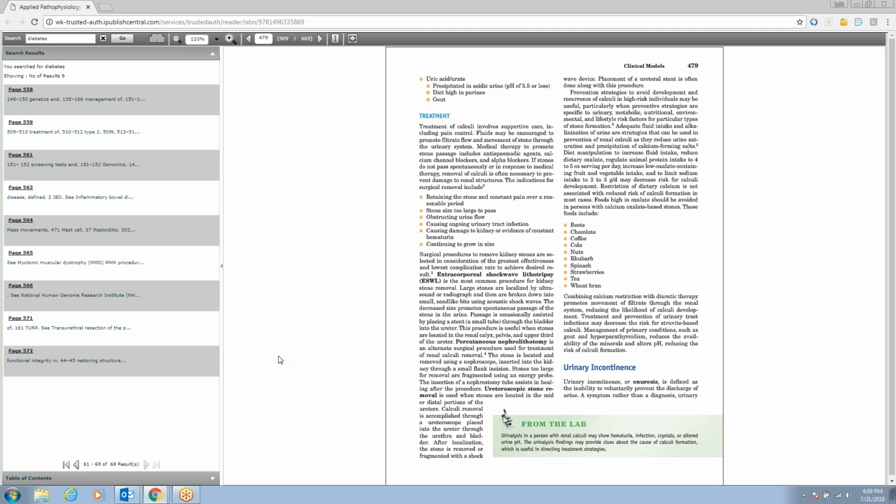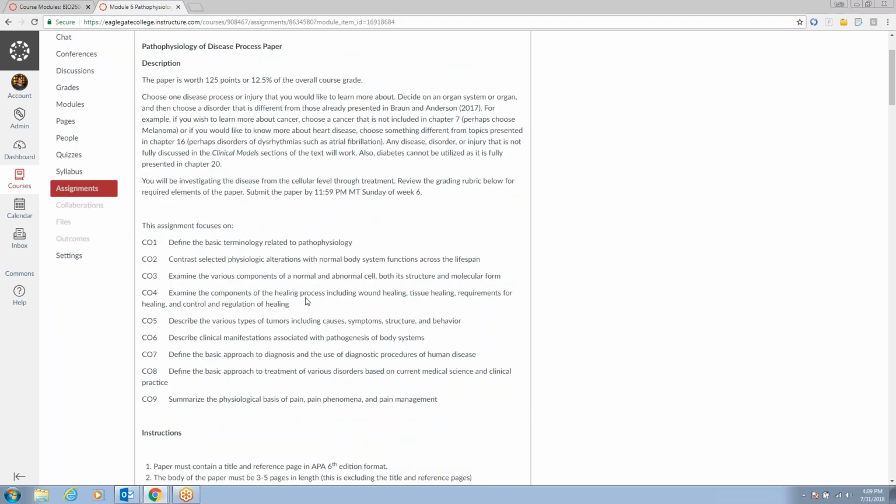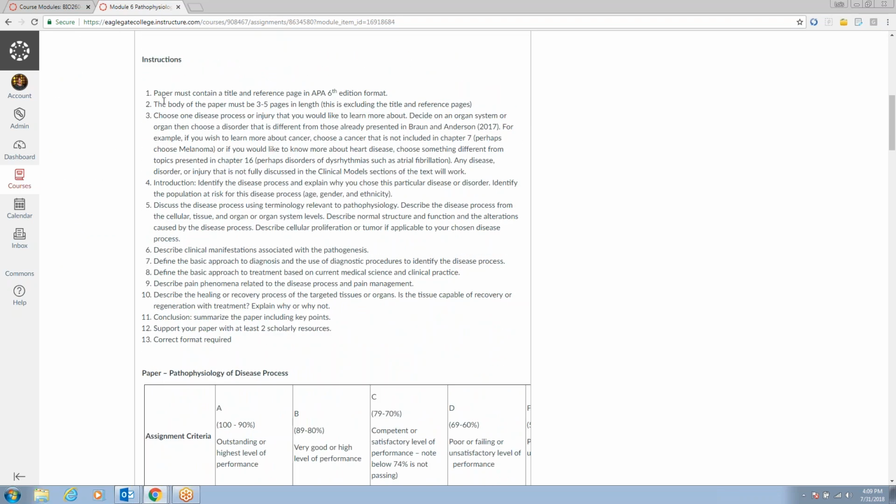So that's how you decide if it is a clinical model. All right, so now let's go back to our assignment. Here it is. So that's basically the first part. The biggest thing is deciding what disease process you want to work on. And this assignment is really going to cover every one of your course outcomes. So we'll walk through here, and then we'll look at our rubric, okay?